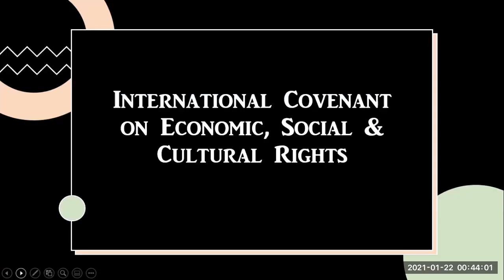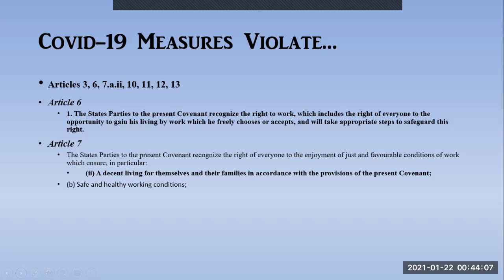All right, so let's look at the next one, the International Covenant on Economic, Social, and Cultural Rights. And we have the articles there 3, 6, 7, 10, 11, 12, 13. Article 6 states that the states parties to the present covenant recognize the right to work, which includes the right of everyone to the opportunity to gain his living by work, which he freely chooses or accepts, and will take appropriate steps to safeguard this right.